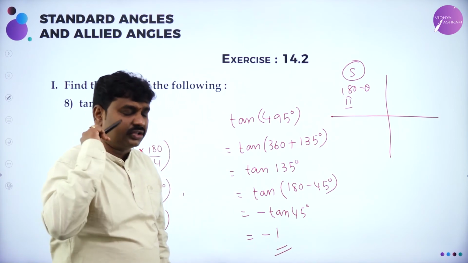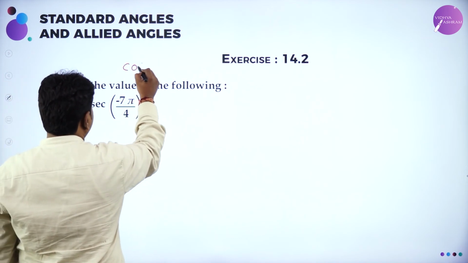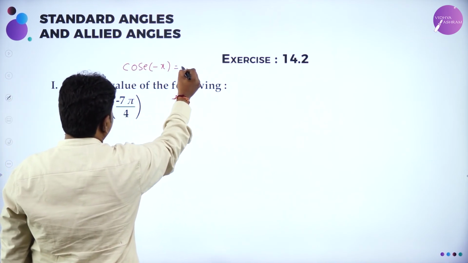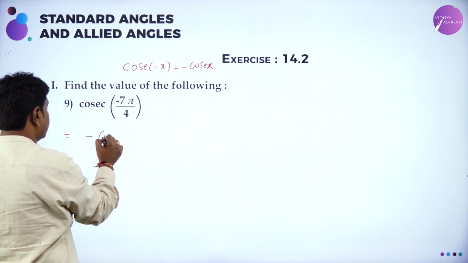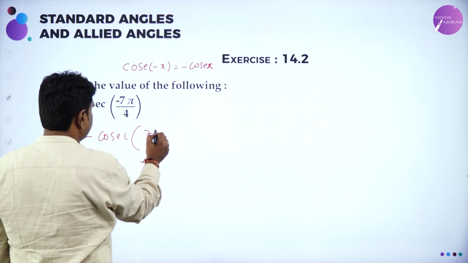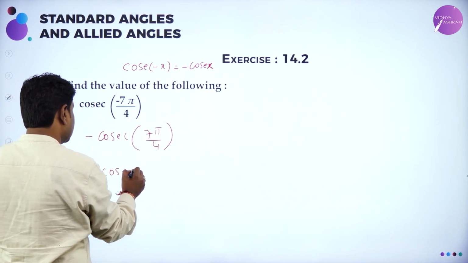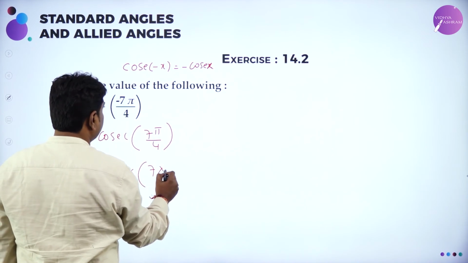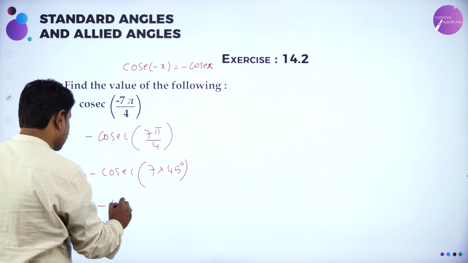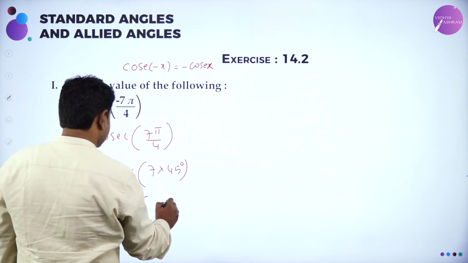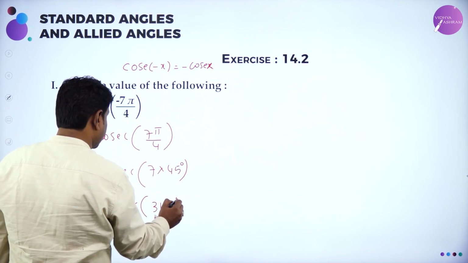I hope all of you got this. Then we have cosecant of, very important basic, cosecant of minus x can be written as minus cosecant x. So I can write minus outside and I can write cosecant of 7 pi by 4. Further I will simplify, it will become minus cosecant of 7 pi by 4, which means 45 degrees; or 180 by 4 if you do, you will get the same. Simplify this: 7 5s are 35, 3; 7 4s are 28. 28 plus 3, 315 degrees.